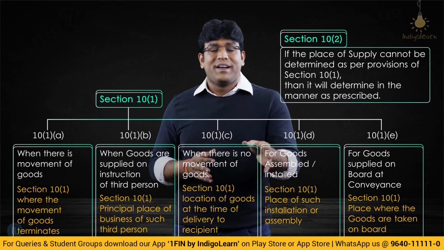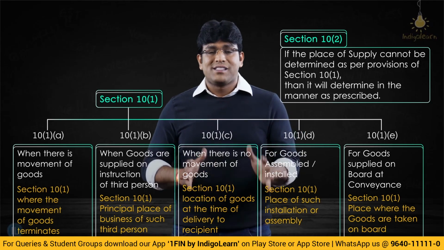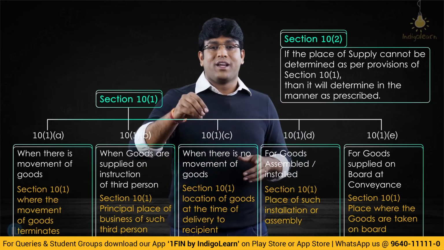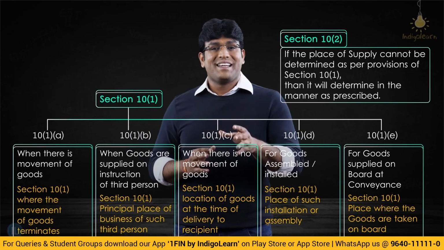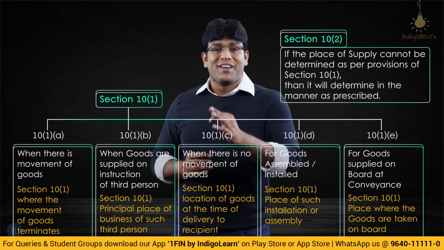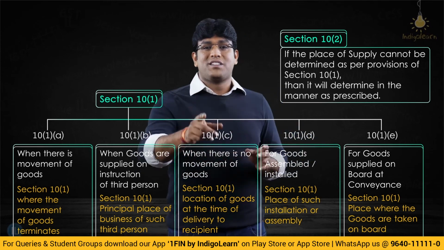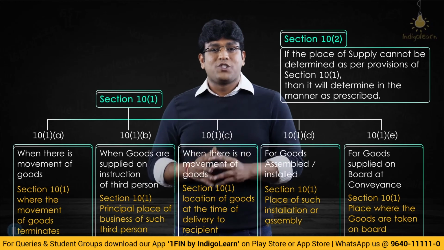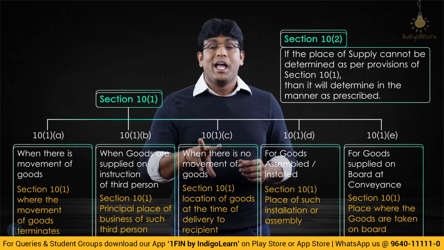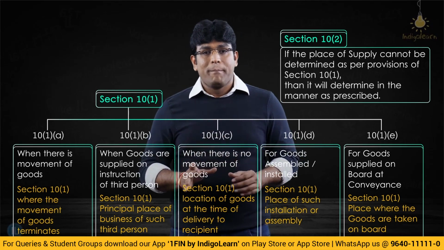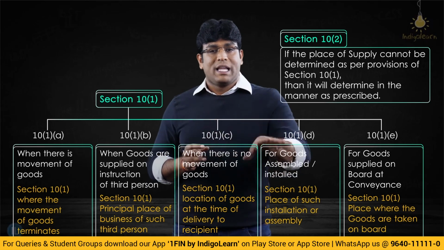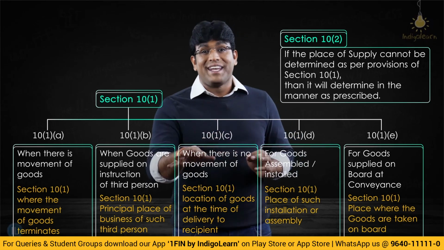It is not relevant where the person entered the conveyance. What is relevant is only where the goods are taken on board. That is the story of section 10 of the IGST Act, which deals with place of supply in case of goods other than imported or exported goods, because for import and export section 11 will apply but not section 10.